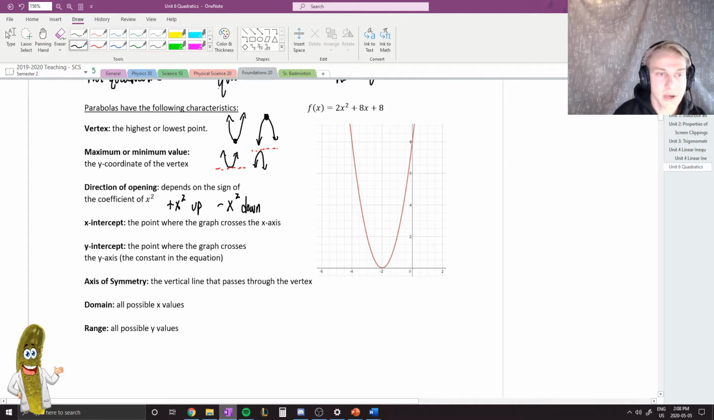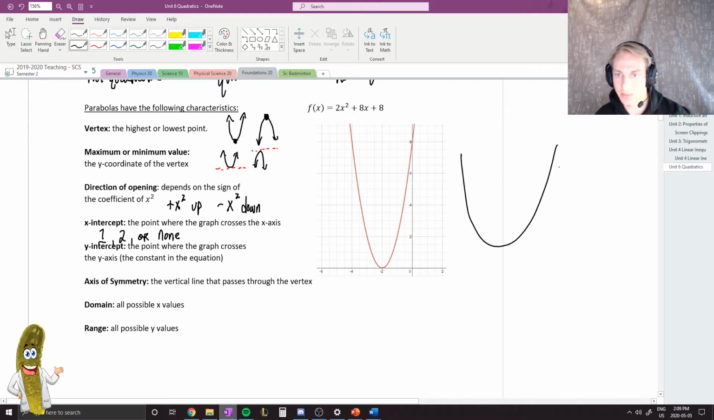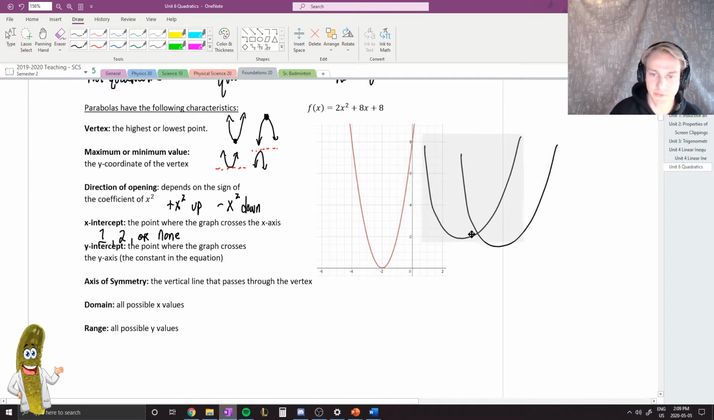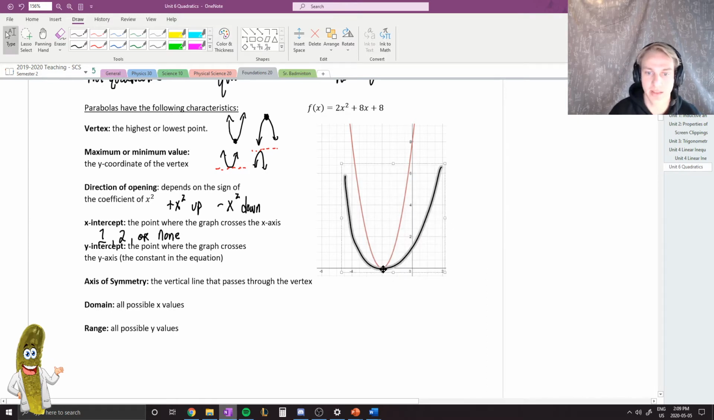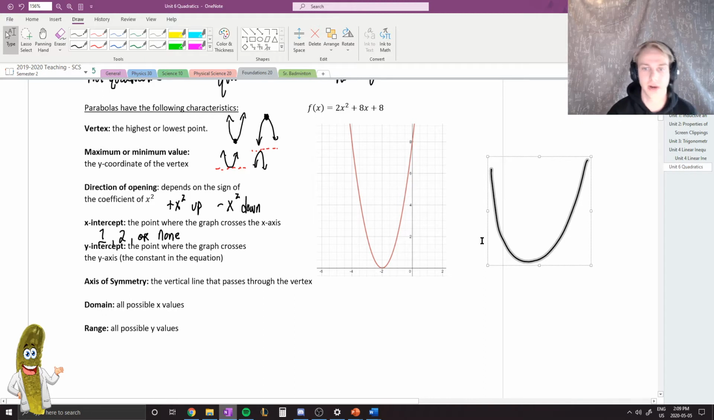The x-intercept will be the point where the graph crosses the x-axis. Here we can have either one x-intercept, two x-intercepts, or you can also have no x-intercepts. The way that would look is, let me just draw a parabola like this. If I have one x-intercept, that means that it must intercept the x-axis right at the vertex, right at that point. And actually the red graph that's there already does that.